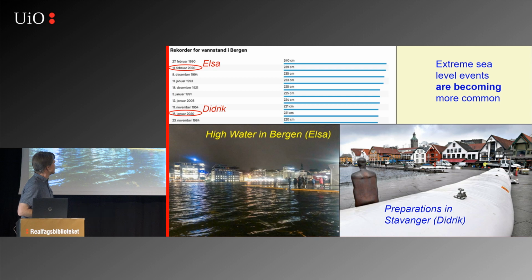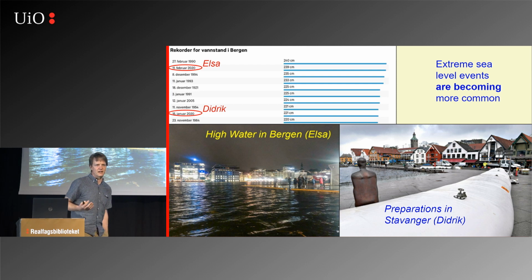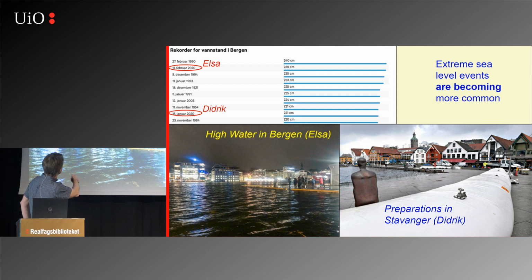Okay, this happened, in fact, twice already this year. There were major sea level events, major enough that the Weather Service here gave them a name. There was Diedrich in January and Elsa in February, a couple of weeks ago. And this is a picture from Bergen during Elsa, and you can see the water level. It was the second highest water level ever recorded in Bergen, and you can see the water level is right up to the dock level.